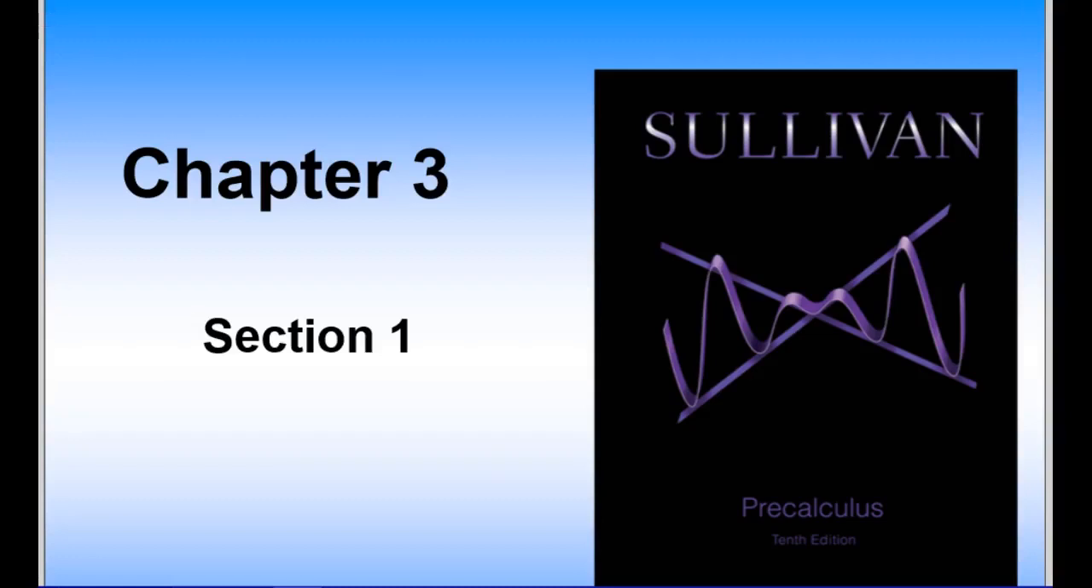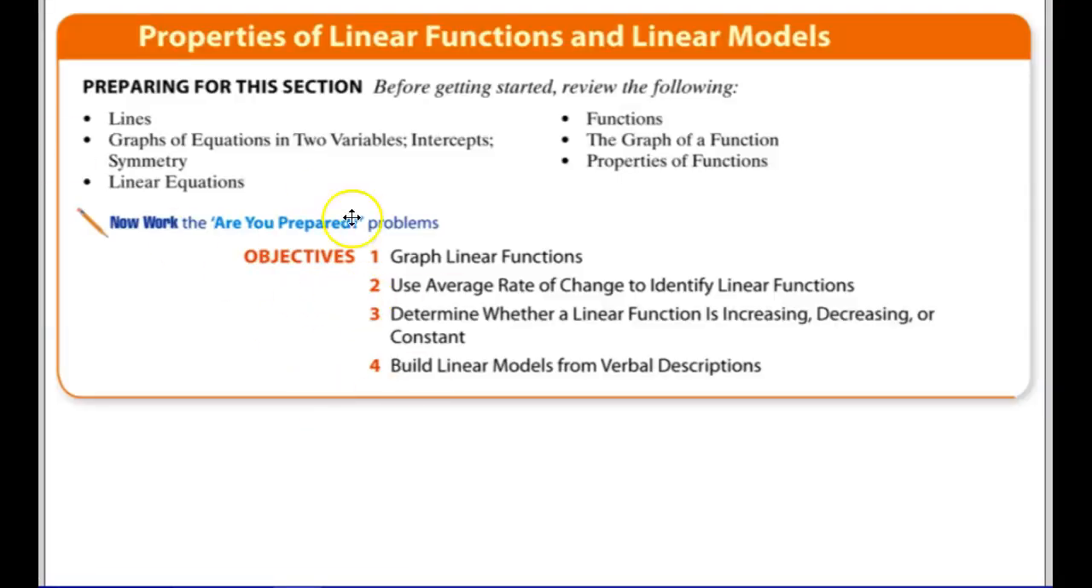All right, here's section 1 of our chapter 3, and in this section we're really going to be looking at some linear functions and how we can graph and build them. Okay, so here are our learning targets. First, we're going to graph linear functions. Then we're going to use some average rate of change to identify if we're talking about a linear function or if we're not. Then we're going to look at whether we're increasing, decreasing, or constant. Then we're going to take some verbal models, some word problems, and turn them into linear equations.